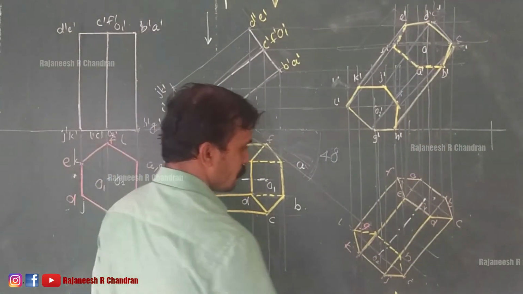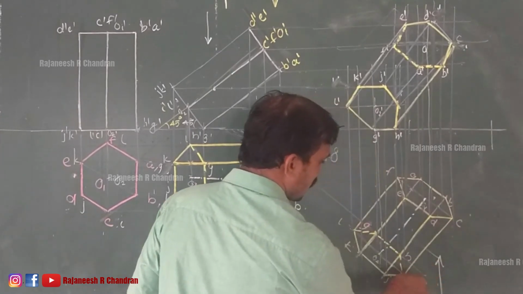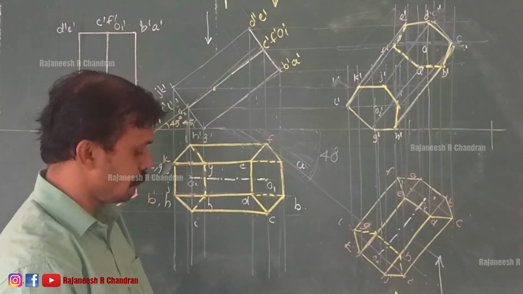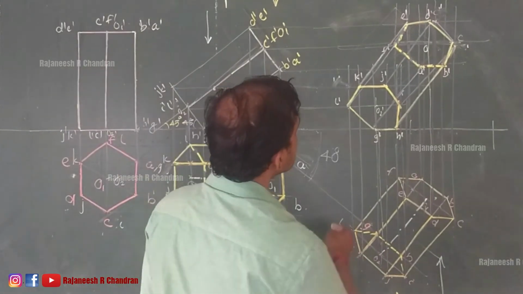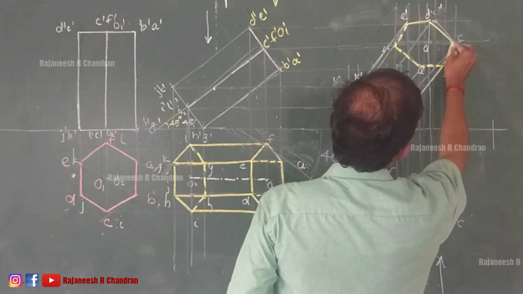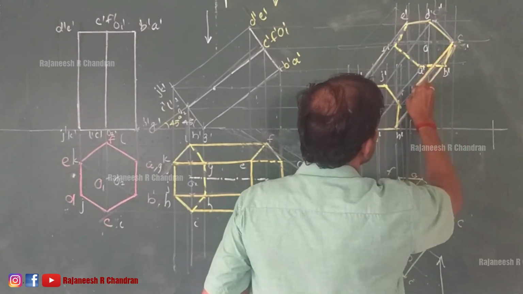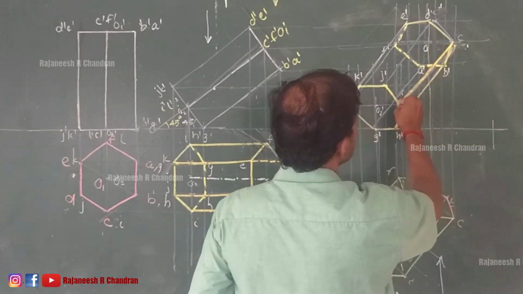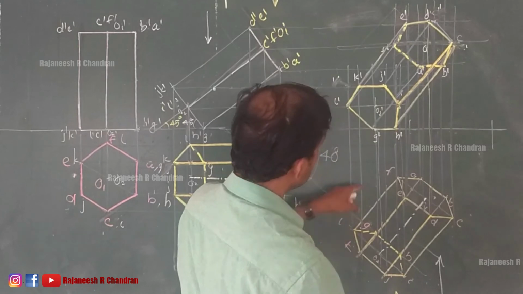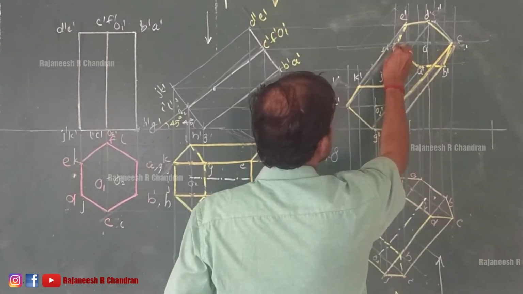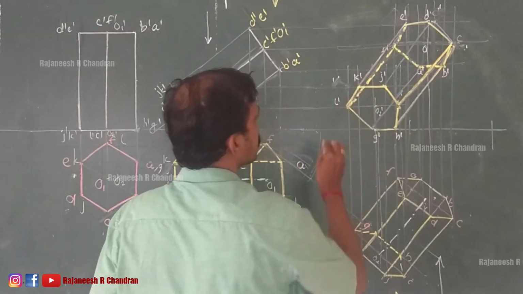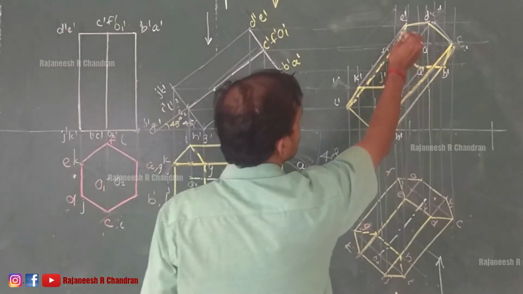Now the next point is we are observing from here, the nearer edge is CI, the farther edge is FI. So CI will be visible. Where is CI? So CI will be visible, and FI will be invisible. See, this is F. It will be invisible.